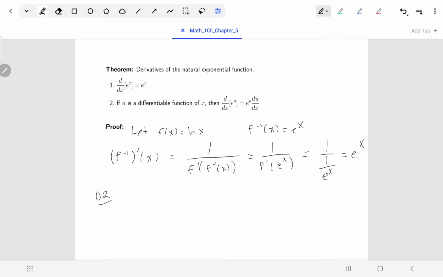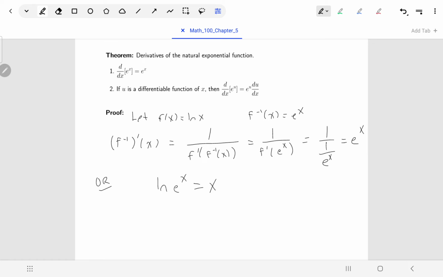Another way that we could show it is to look at this statement, which is a true statement for sure. We could say that natural log of e to the x is equal to x. That's true because of the inverse properties. We're putting an exponential function into a natural log. They are inverses, so they'd cancel each other out.